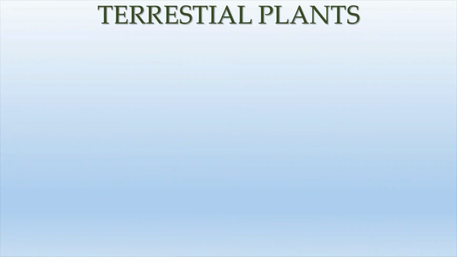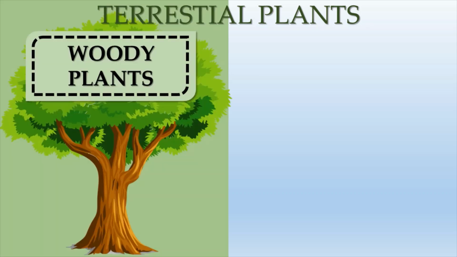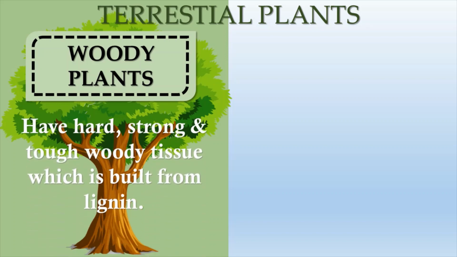There are two types of terrestrial plants. First is the woody plants. The support system for woody plants is their hard, strong, and tough woody tissue. This tissue is built from lignin, a tough and hard complex substance. Woody plants are usually big and tall.